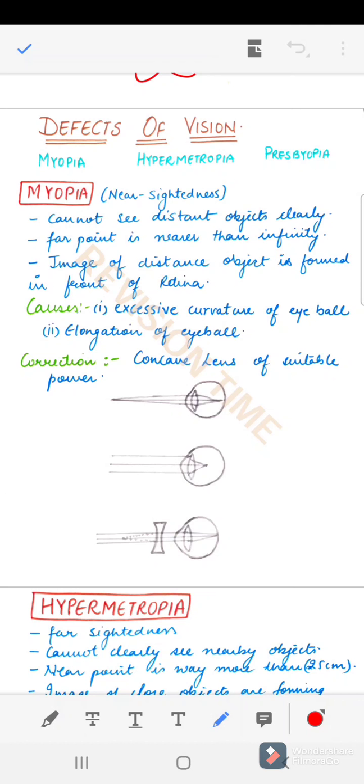First is myopia. It is also known as nearsightedness. So, as the name suggests, we can see the nearby objects very clearly. What happens here? The image forms in front of the retina only, right? Why is this caused? It can be caused by the excessive curvature of the eyeball or the elongation of the eyeball. How can we correct it? We can use concave lenses.